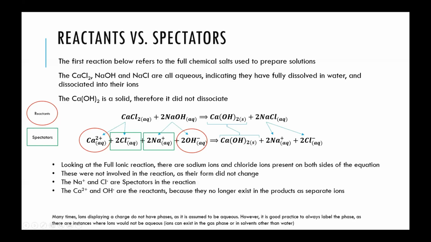And in future experiments, we'll go over in more detail breaking apart these full reactions into full ionic equations and then net ionic equations. But right now, we're looking at just what is a spectator and what is the actual reactant when we're looking at overall what ions are present in these solutions and which ones are actually forming a reaction.